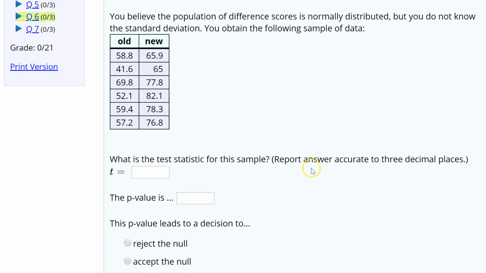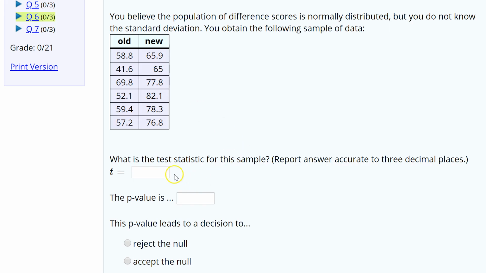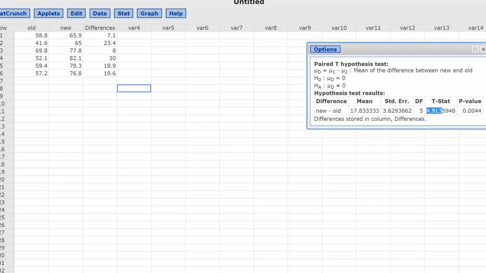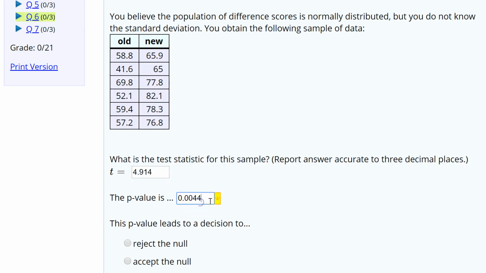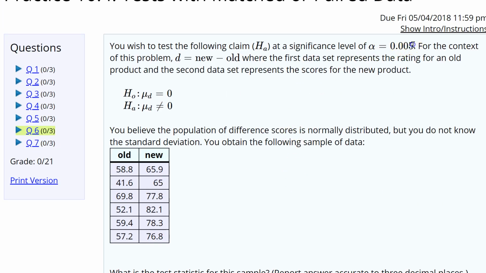So we can type those things in, report our test statistic to 3 decimal places. So that would be 4.914. And our p-value, usually we put at least 4, which gives us all 4, 0.0044. And our alpha is 0.005, our level of significance.